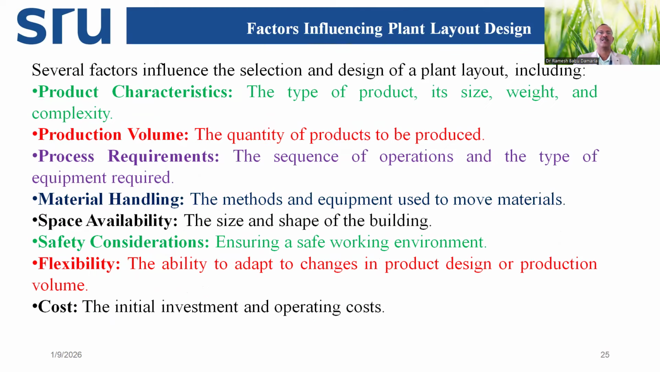Now let us see what are the factors influencing plant layout design. Several factors influence the selection and design of a plant layout. That includes, first one is product characteristics. To decide what layout we want to go for, first we must have clarity on what are the type of product, size of the product, the weight and density of the product, and complexity features of the product. This is the first criteria and most important. Second important criteria is production volume. How much quantity we want to produce, how much we are going to sell. These two majorly decide the layout.